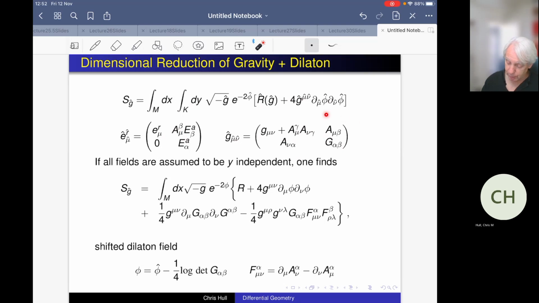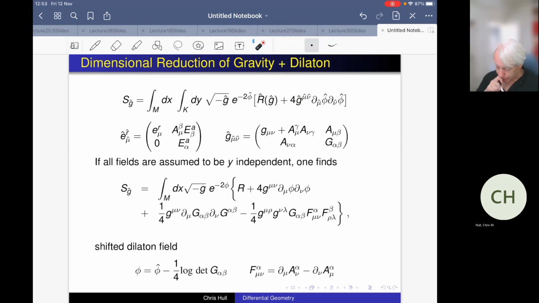But as a result of a long calculation, if you substitute this ansatz into this action, one gets a very nice answer, which has a sum of these terms. So where this phi is related to the original phi by a shift involving the determinant of this part of the metric here. So we have the Einstein term for this metric here, as one would expect from the dimensional reduction. One has a scalar kinetic term coming from that straightforwardly.